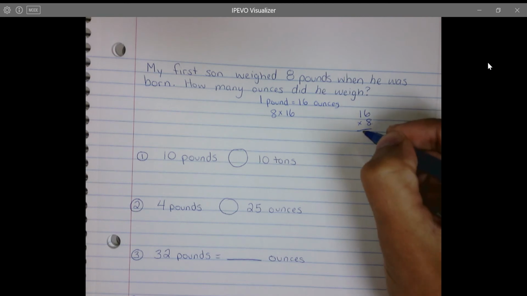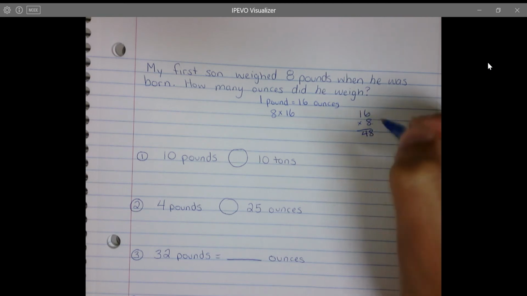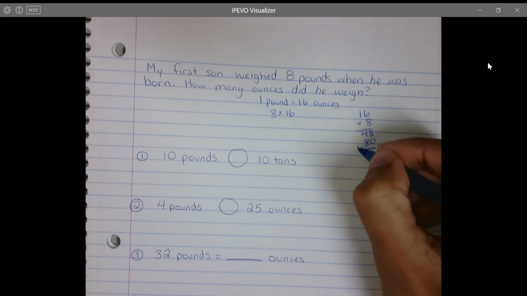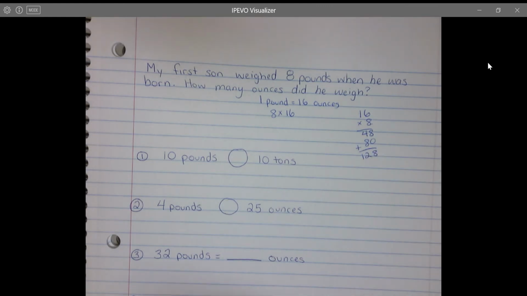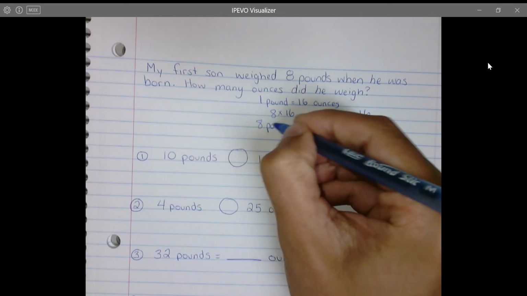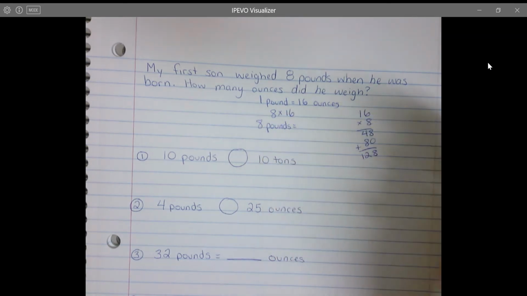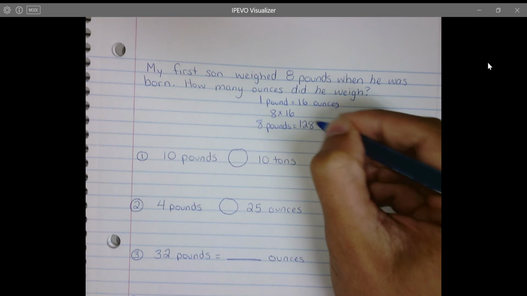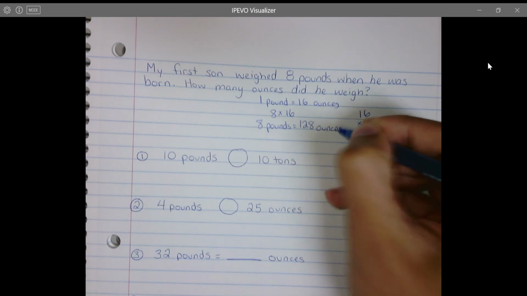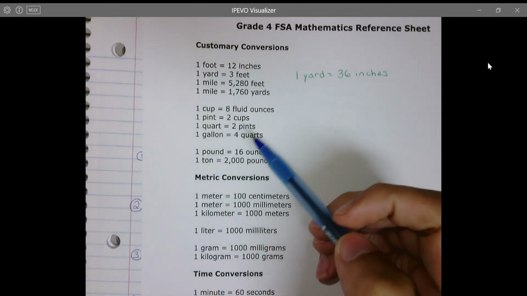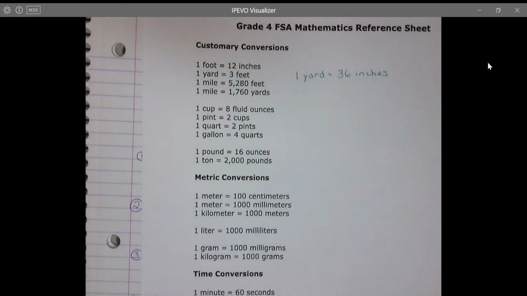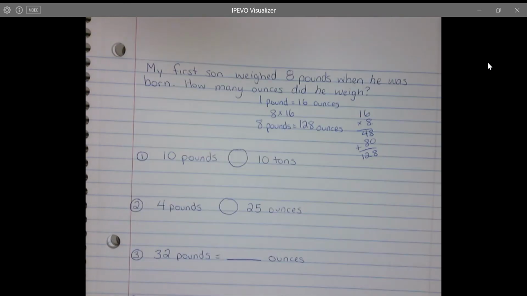8 multiplied by 6 is 48. 8 multiplied by 10 is 80. When I add these two partial products together, I get 128. So 8 pounds is equivalent to 128 ounces. It's not the same exact conversion because it's different numbers, but we're still multiplying our numbers because our units are getting smaller in size, so the number is getting larger.